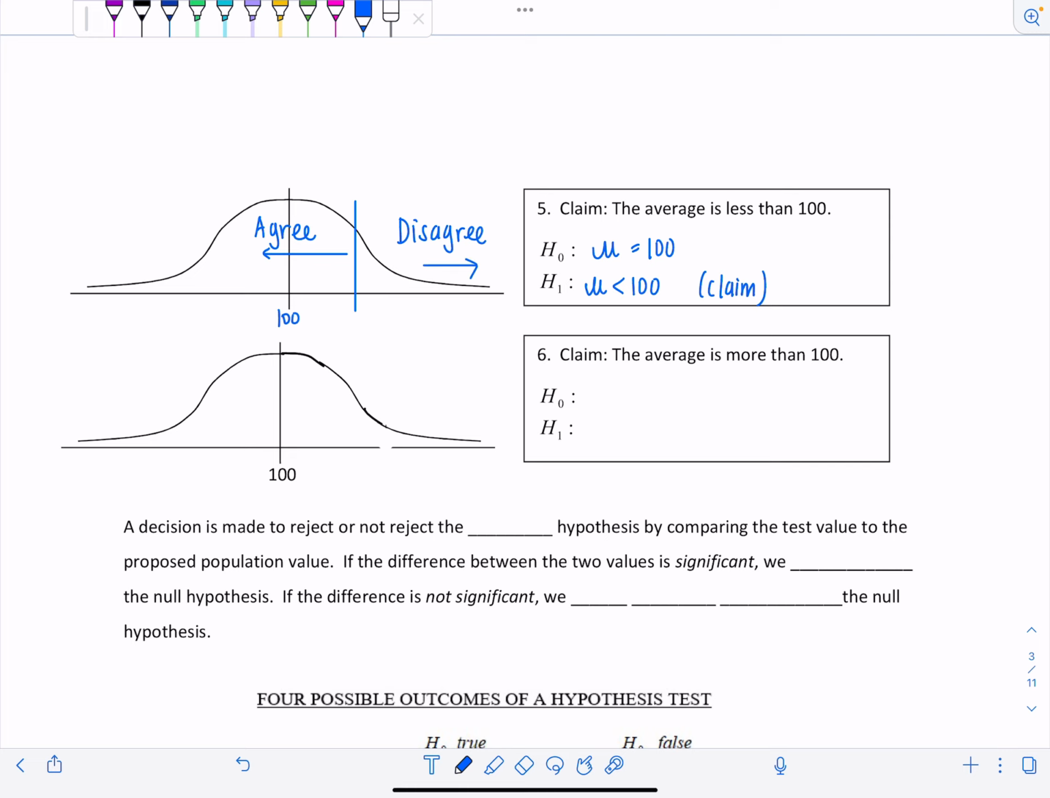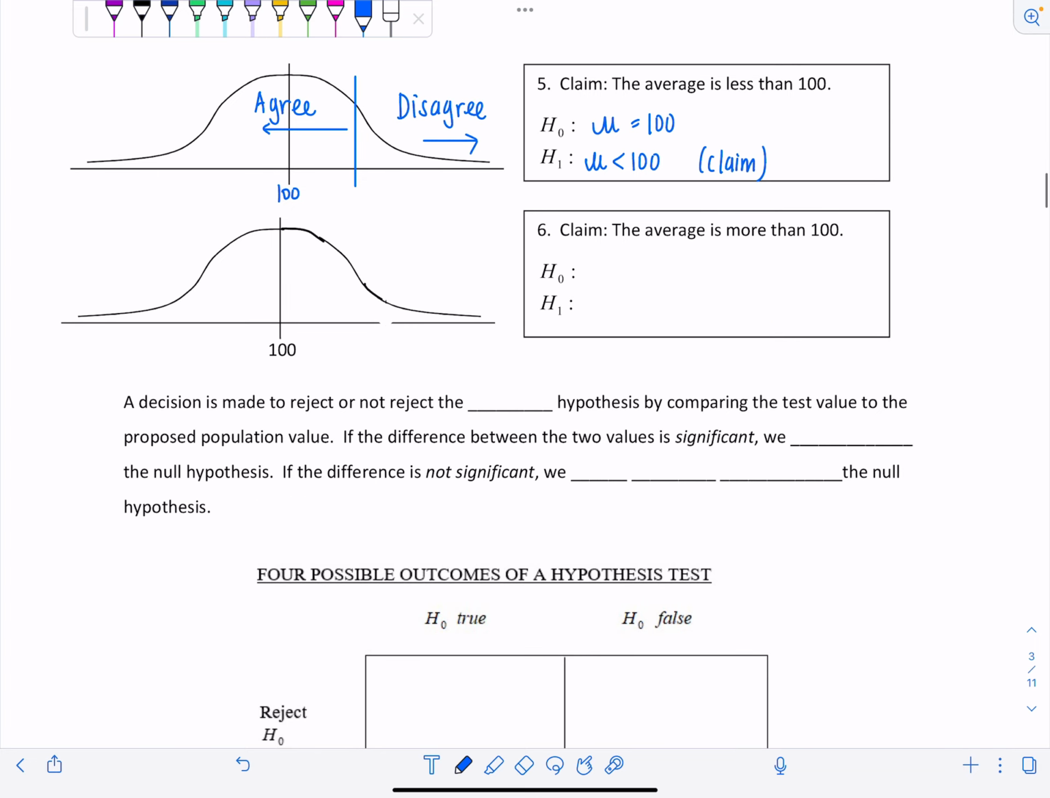Okay, last one. The average is more than 100. So that would be the alternative. Mu is more than 100. There's the claim. And then the null is going to be mu equals 100. So you would agree with the claim if you got obviously a mean more than 100 or even a little bit lower. You say, it's okay. I'm going to agree here and disagree if we land over here, well below 100.